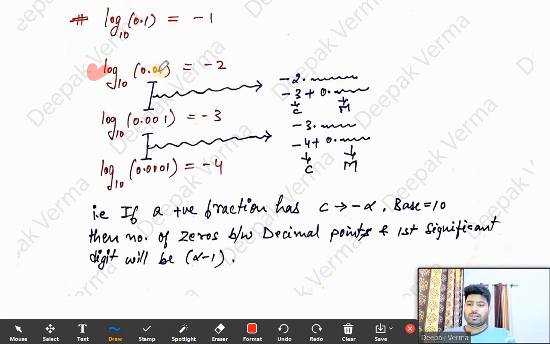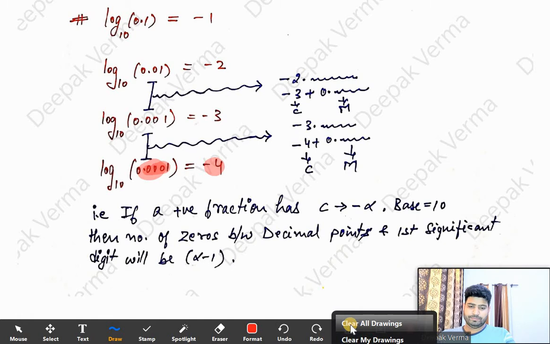Now log of 0.01 to the base 10, this is nothing but 10 to the power minus 2, and the minus 2 will come in front of log, so finally we will get minus 2. Like this, if we have log 0.001, that is 10 to the power minus 3, so here the answer will be minus 3. Write down one more, log 0.0001, that is 10 to the power minus 4, so here we will get minus 4.